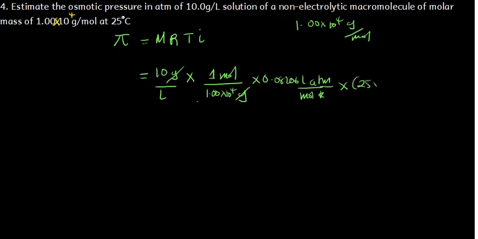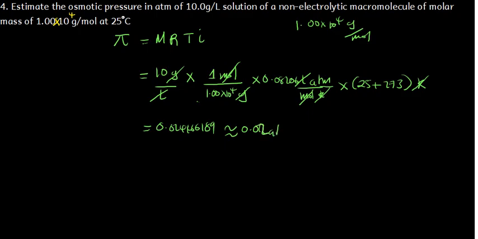So that will be 25, just add 273 to that value. That will now be in Kelvin. So you can see a Kelvin cancels with a Kelvin there. A mole here also cancels with a mole there. Even a liter, which is here, is going to cancel with a liter there. The only unit left is going to be atmosphere. And so this is going to give us about 0.024466189, which we can approximate as 0.02 if we round off to one significant figure, atm.